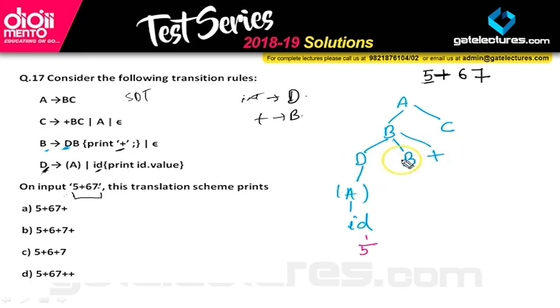Now I have printed 5. After that I want a plus, and I don't want anything over here. So I will use the null production of B. There are so many ways to solve this kind of question. This is one of the ways, and this is how I find it easier to solve. You can also use the same way. So I have successfully produced my 5 and plus. Now next I want to produce 6 and 7.